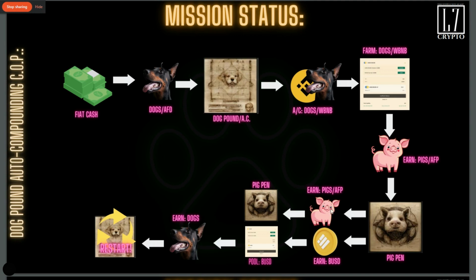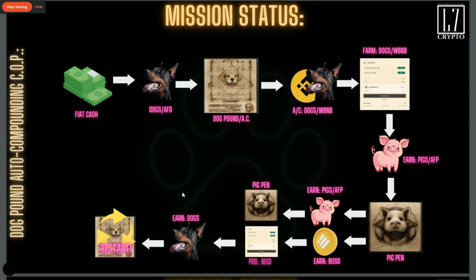So from here, your pigs that you earn are going to go back into the pig pound, auto compound. When you hit the compound, that's where they go. But you're going to take your BUSD that you earn and put it into the BUSD pool. Bam. Now, out of the BUSD pool, you're going to earn dogs. So now when you take them dogs out, those dogs are going to go right back and start all over again with the cycle. You're going to go from here, right up here, back to the Dog Pound. And you continue to cycle over and over and over again.